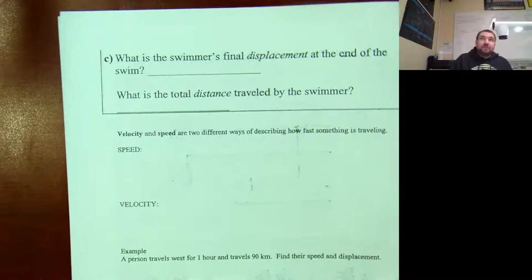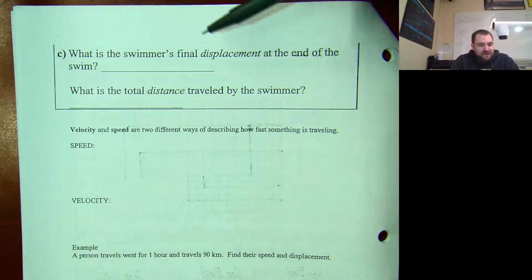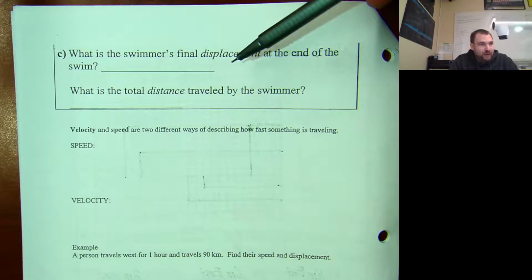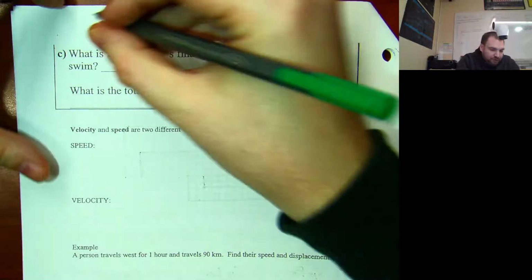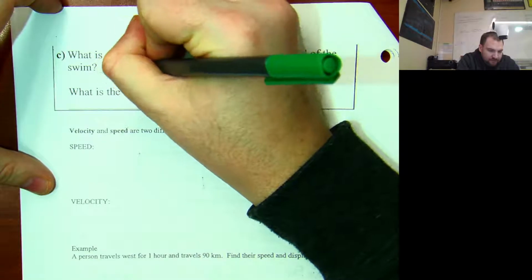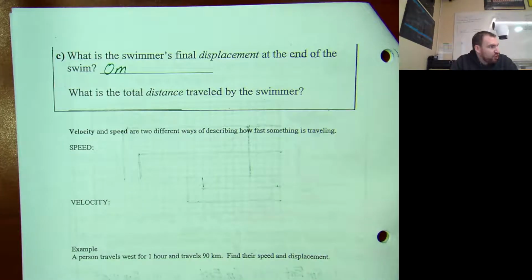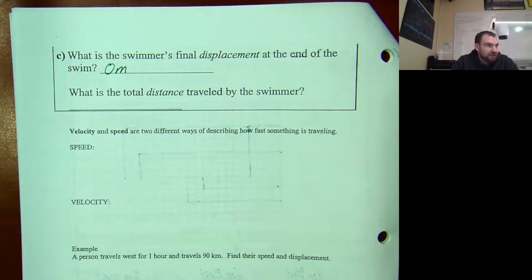So there's one more question with that same example. What is the swimmer's final displacement at the end of the swim? 0. 2 of you said it. Why? Because he started and stopped at the same position. If your final position is equal to your initial position, your displacement is 0. I don't care how long it took you to get to no displacement.